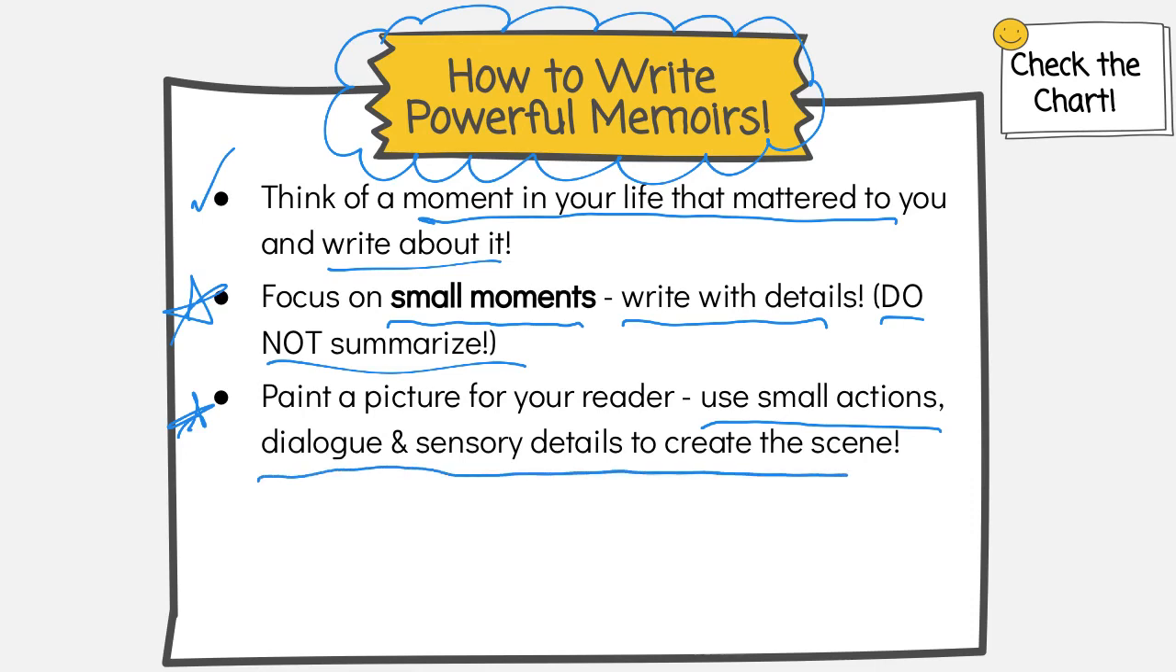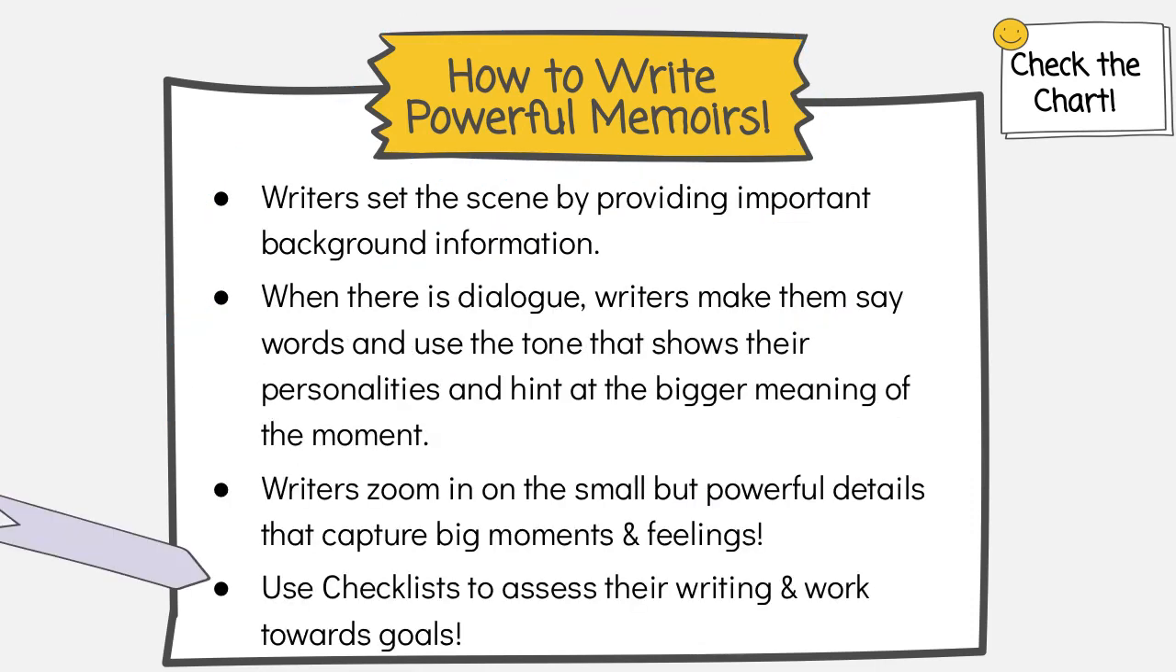Dialogue and sensory detail. We also want to make sure that in our writing, we're providing important background information to our reader. Remember, this was your experience. You have all the information in your head, but for your reader, they don't know what's going on. So you have to give them background information to help them understand your story. Always make sure that you have dialogue in your story. And if it shows their personality, that's even better. You should use the words that were actually spoken by the person in your story. Make it sound like it's their words.